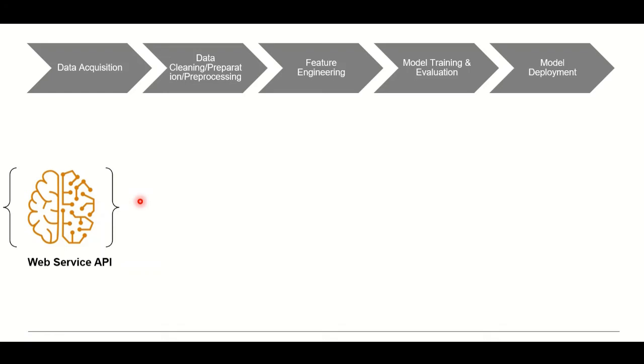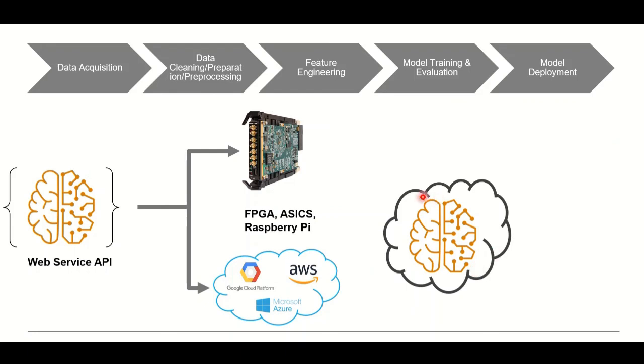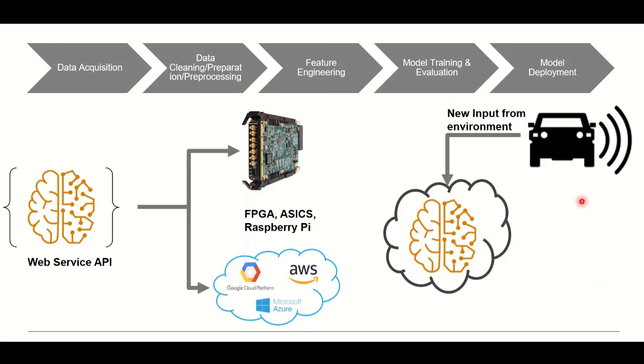Either you can package it as some kind of web service API, and once you have packaged it, you can deploy it on physical hardware, like boards that you can easily integrate into any of your products, like FPGA, ASICs, Raspberry Pi. Or you can rent cloud services like AWS, Azure, or Google Cloud and host your model there. And once you have hosted your model on some hardware or cloud, you will receive a new input signal from the environment, and based on what your model has learned, it will give you output based on the input it sees, and this is called model inference.